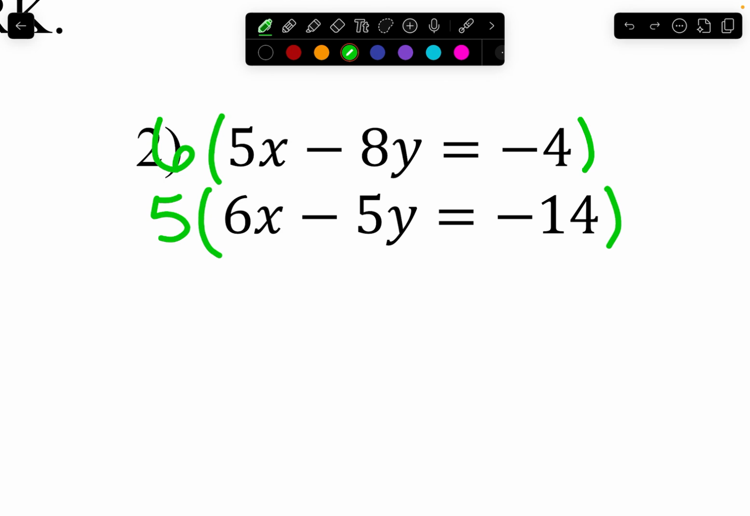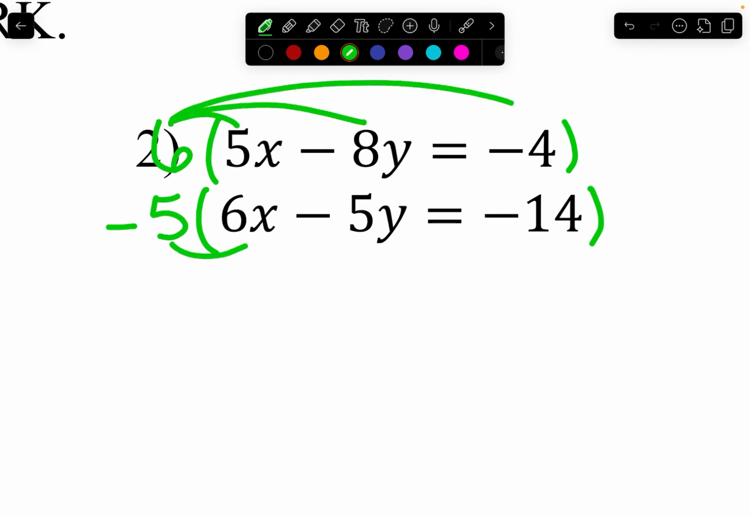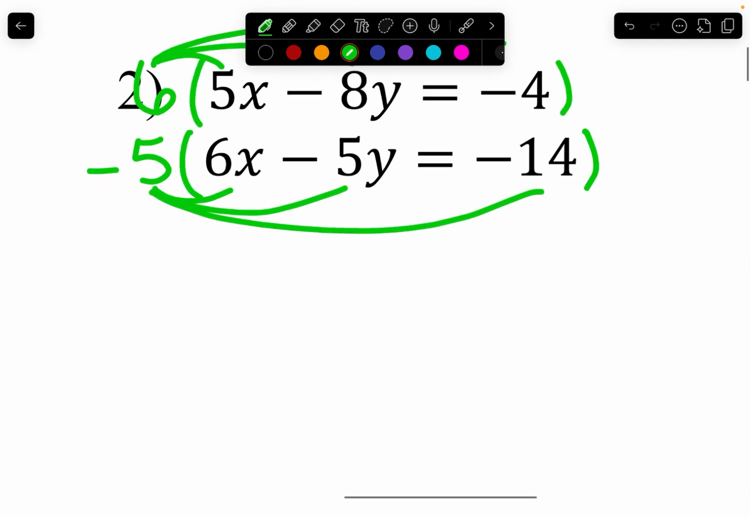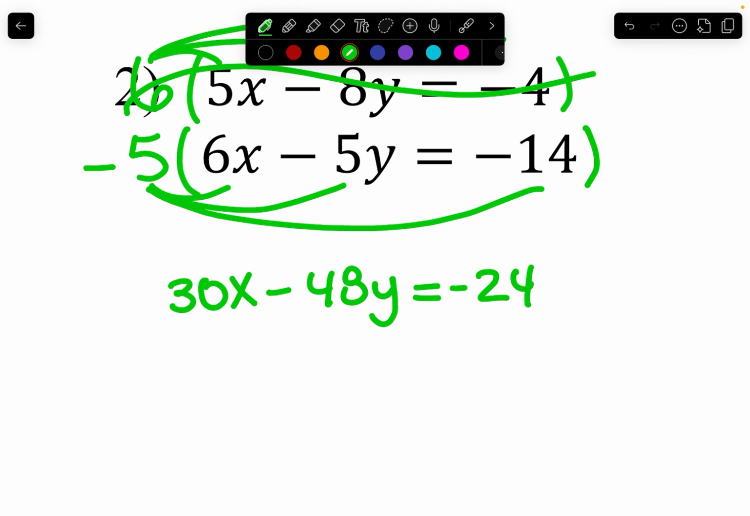However, in order for us to be able to eliminate these variables, you have to have one positive and one negative. I always make the smaller number negative. Why? I don't know, I just do, okay? What we're going to do is distribute those numbers into the entire equation and then rewrite them. So that top equation will now be 30x minus 48y equals negative 24. That's my top equation. My bottom equation will be negative 30x plus 25y equals something that I don't know.